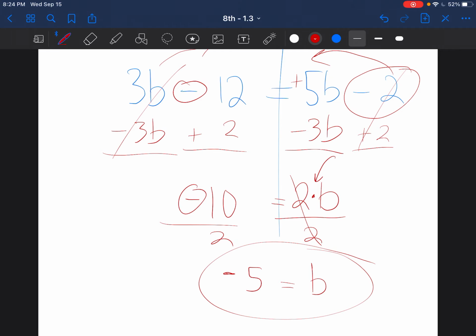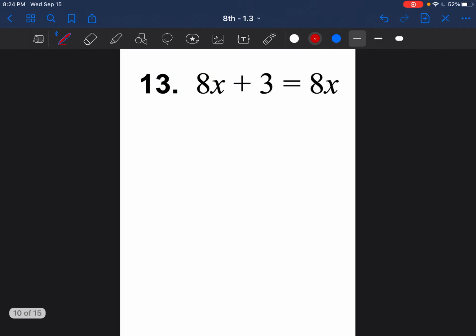All right, let's try another one. Number 13. Looks like we skipped a few. So, ladies and gentlemen, this one's going to be a little tricky. It's not tricky. It's just sometimes questions don't have answers. That's it. Some questions don't have answers. So let's see if it makes sense.